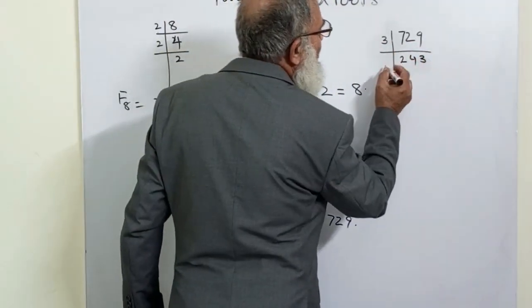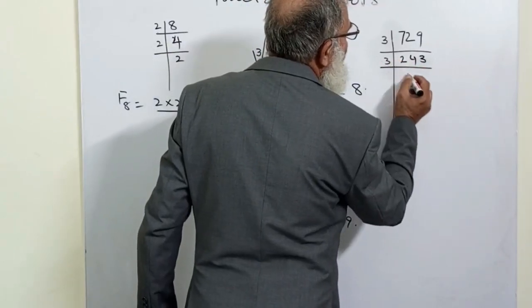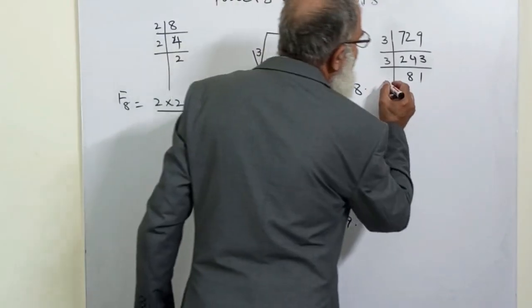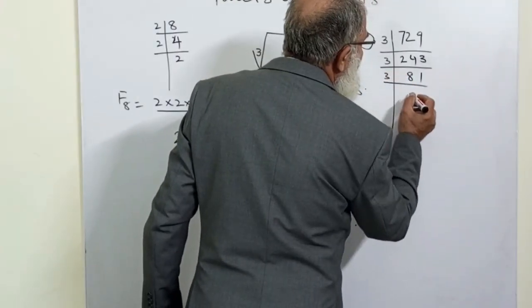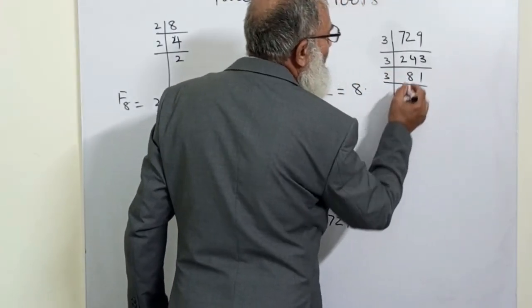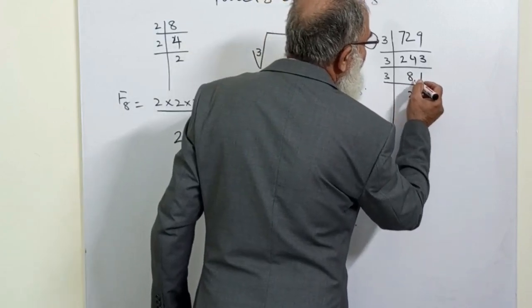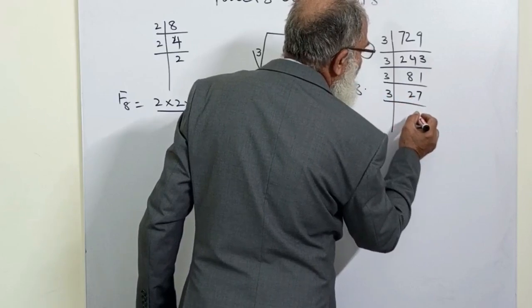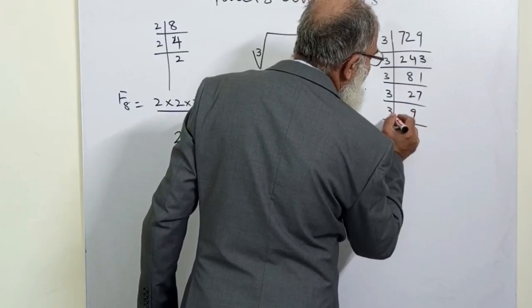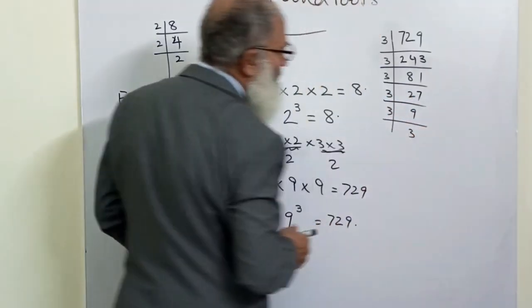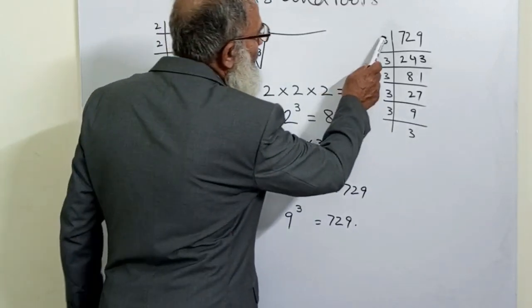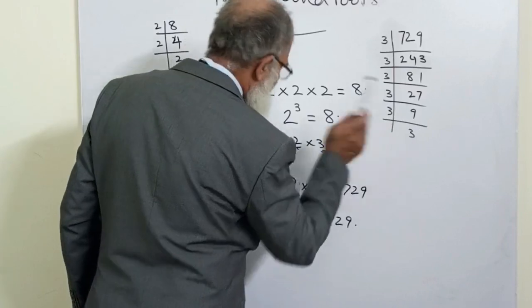It is still divisible by 3. 3 times 81. It is still divisible by 3. 3 times 27. Still divisible by 3. 3 times 9. Still divisible by 3. 3 times 3. Now you see that how many 3s I have got: 1, 2, 3, 4, 5 and 6.